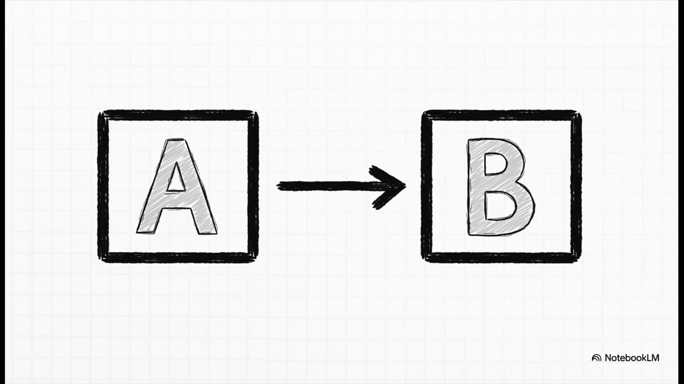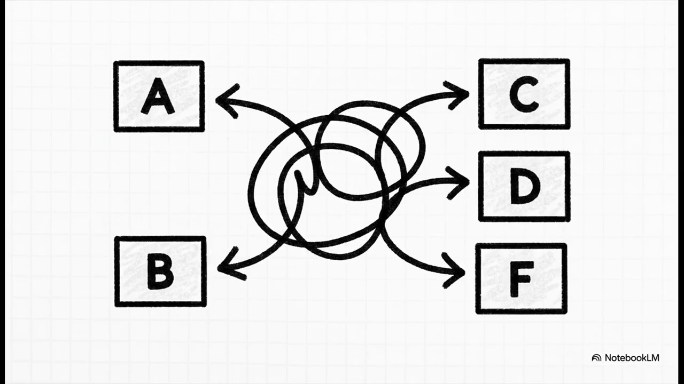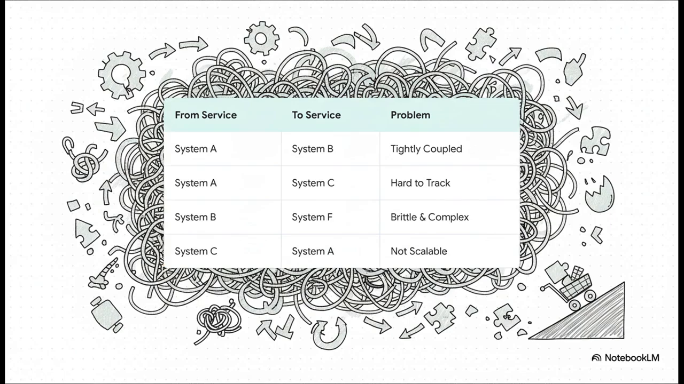A to B. Done. But then things get complicated. Suddenly, Service A also needs to send data to Service C and D and E. Oh, and Service B? Now it needs to talk to Service F. You can already see where this is headed, can't you? It just explodes into total chaos. Fast.